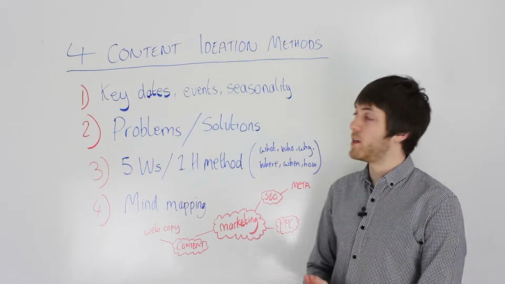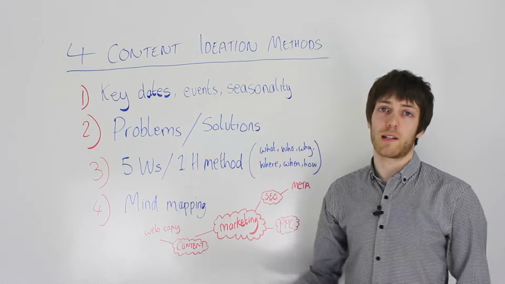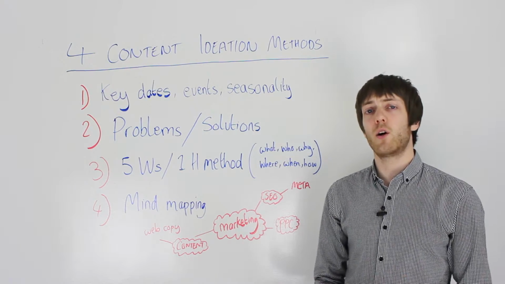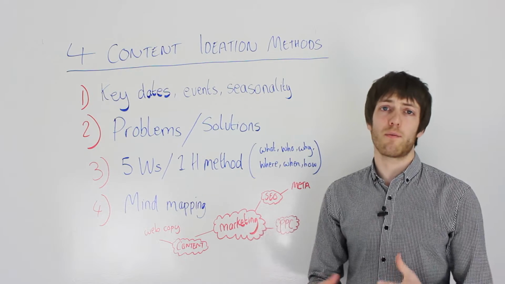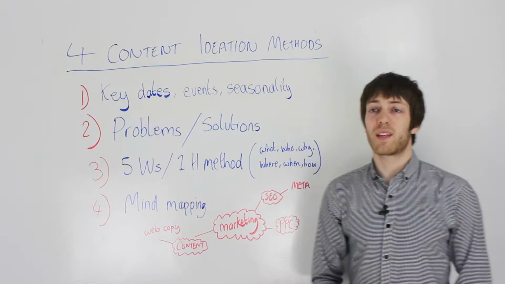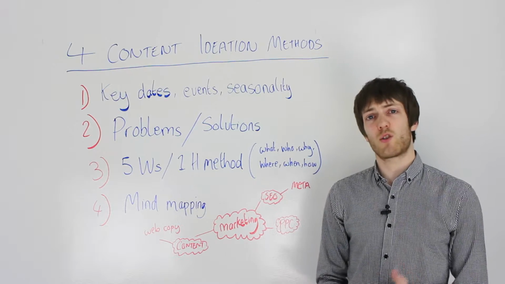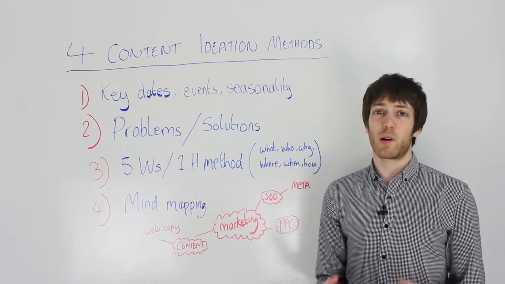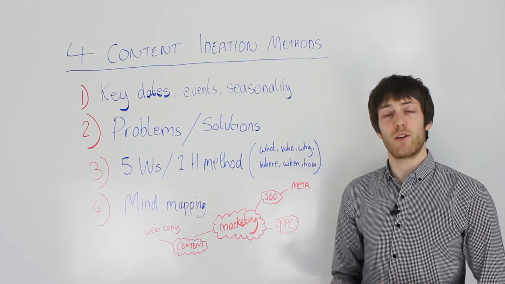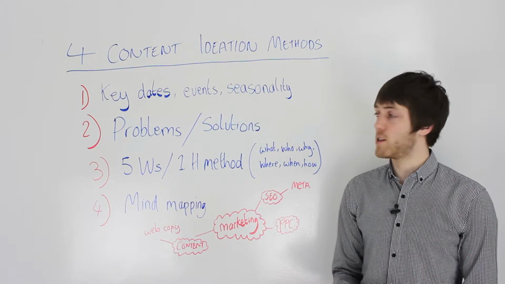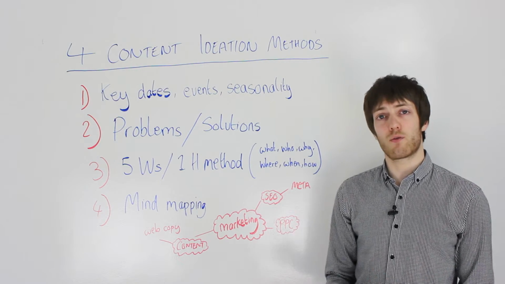So number 1 on the list is key dates, events and seasonality. So it's worth creating an events calendar or using an Excel spreadsheet or some form of table to basically log these 3 things. Key dates being things like conferences, trade shows, events, product launches, any breaking news in your industry, any news related to the company and the business and transformations in the business as well. Anything you can think of, just write it down.